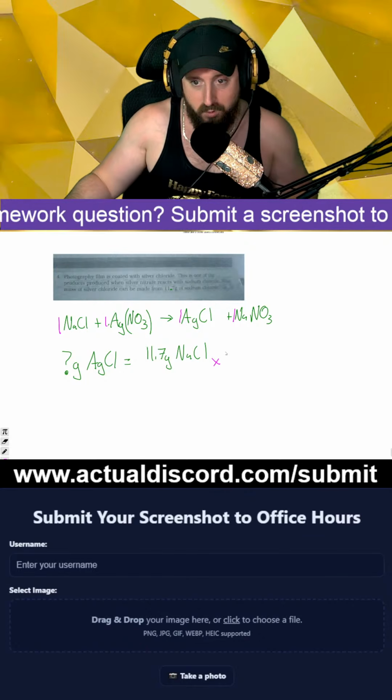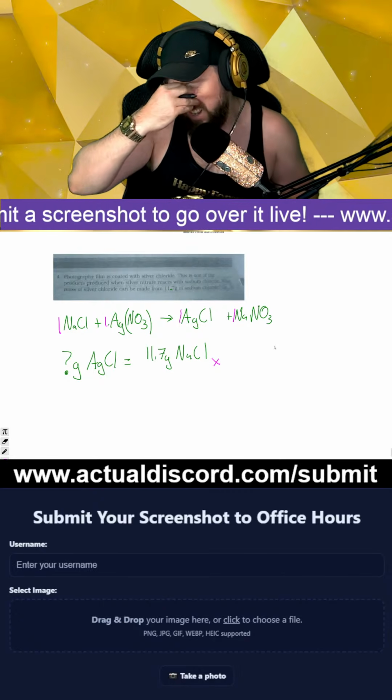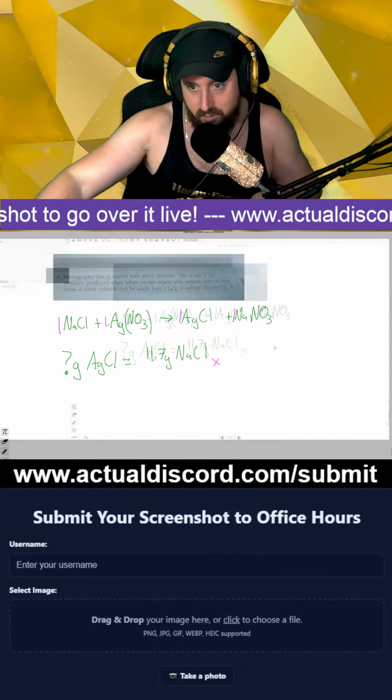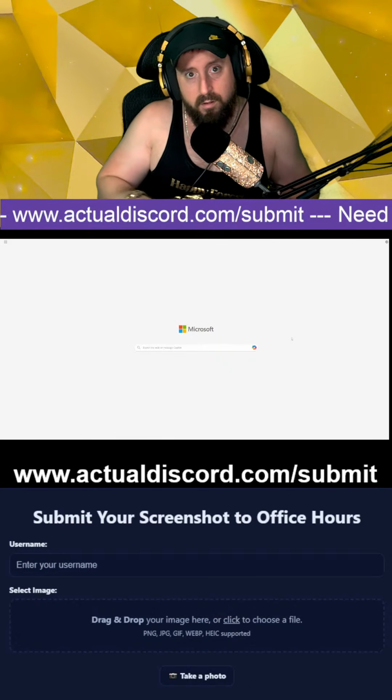So the first thing I have to do is figure out how many grams are in NaCl, which, I don't know, it's probably 29 or something. Let's see, molar mass, NaCl.